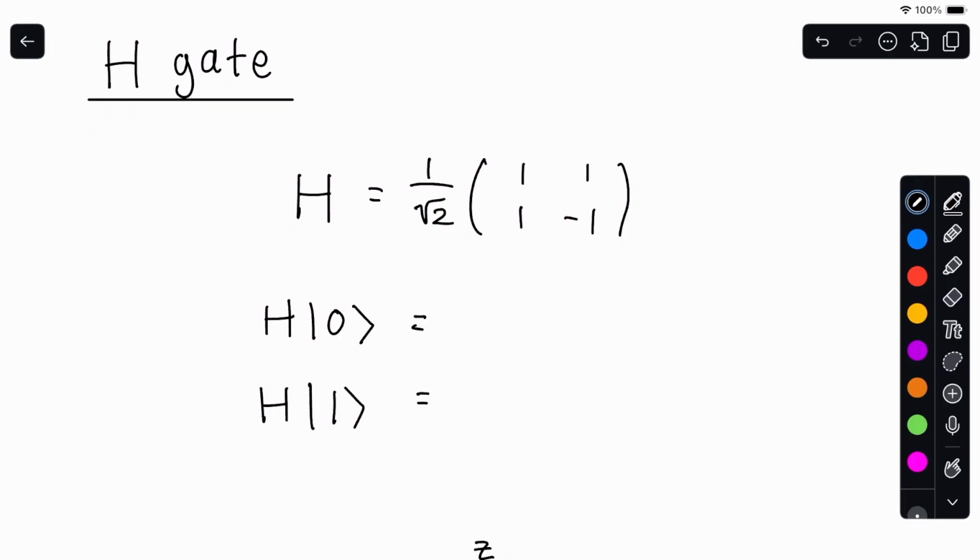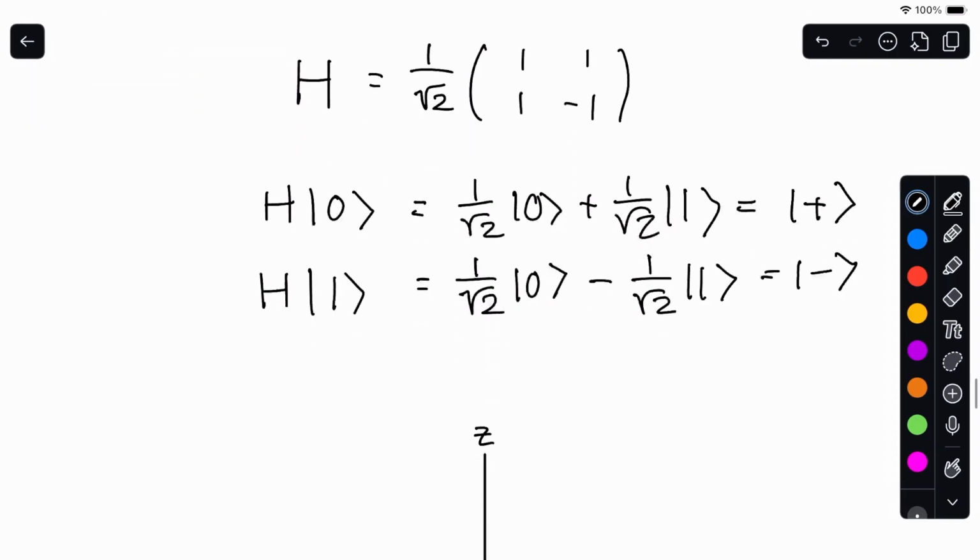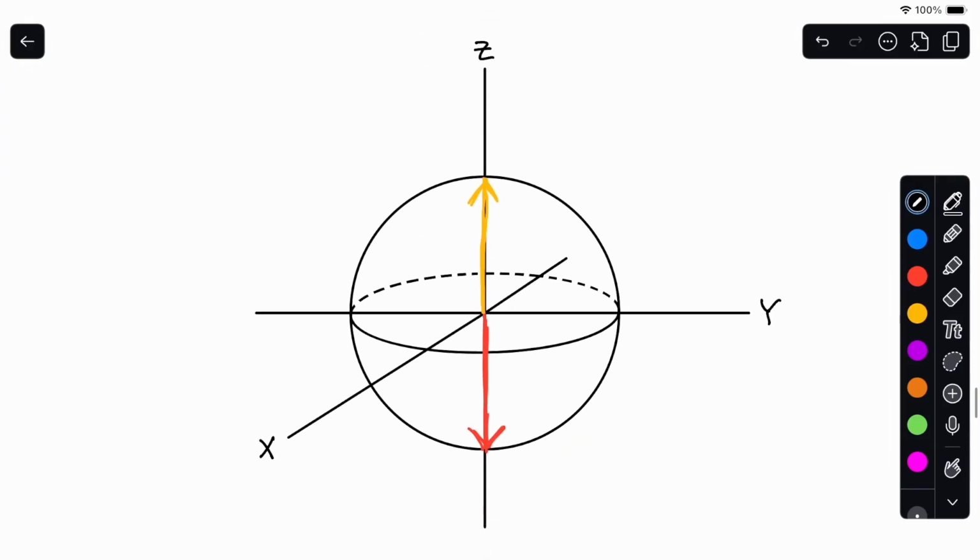Another really important gate is the Hadamard gate, which looks like this. The Hadamard gate maps the 0 state to 1 over root 2, 0 plus 1 over root 2, 1, which we remember is the plus state. And it maps the 1 state to 1 over root 2, 0 minus 1 over root 2, 1, which is our minus state. So the 2 main cases where we care about this is the 0 and the 1 state.